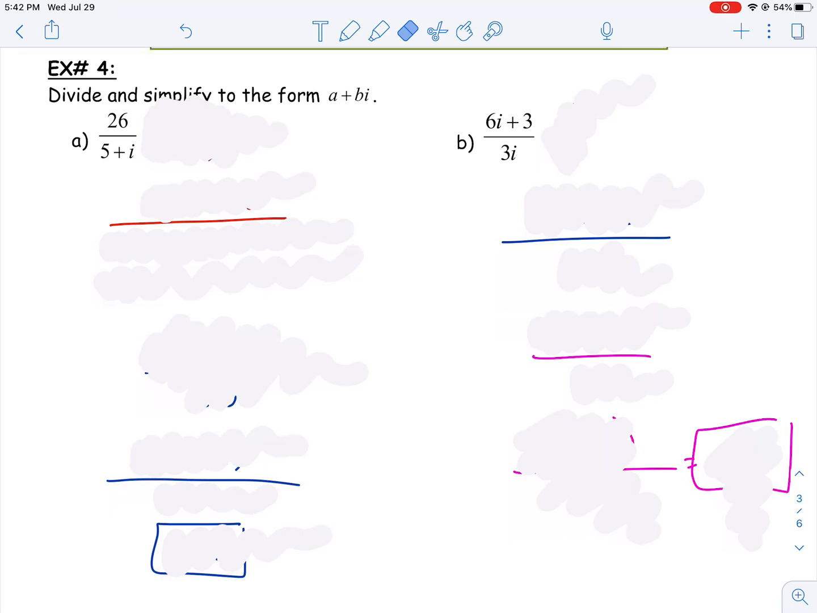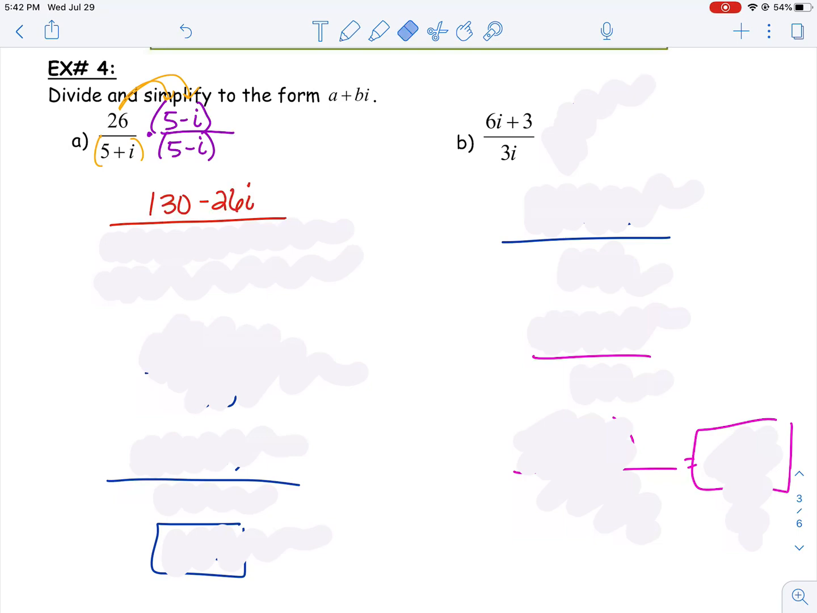So in the first one, I have 26 divided by 5 plus i. You notice that there's two terms on the bottom. So in order to get rid of the imaginary piece on the bottom, I have to multiply the top and the bottom by the conjugate. So I'm going to multiply the numerator and denominator by 5 minus i, the conjugate of the bottom. When I do that, I'm going to distribute the numerator by 26, and I'm going to go ahead and FOIL the bottom.